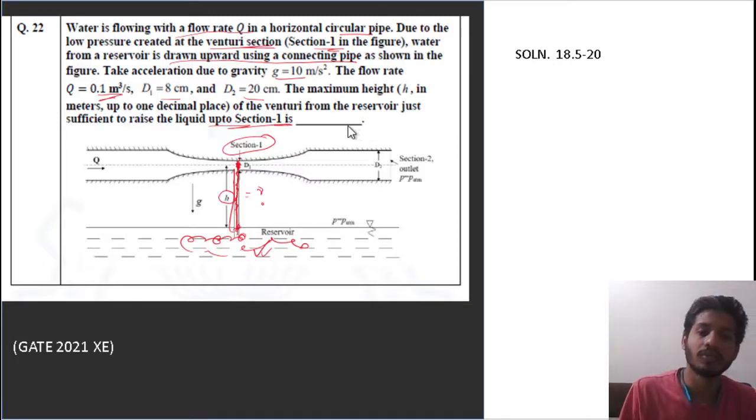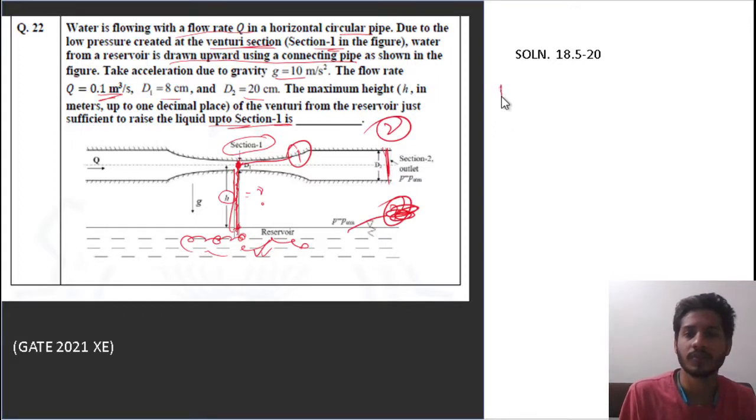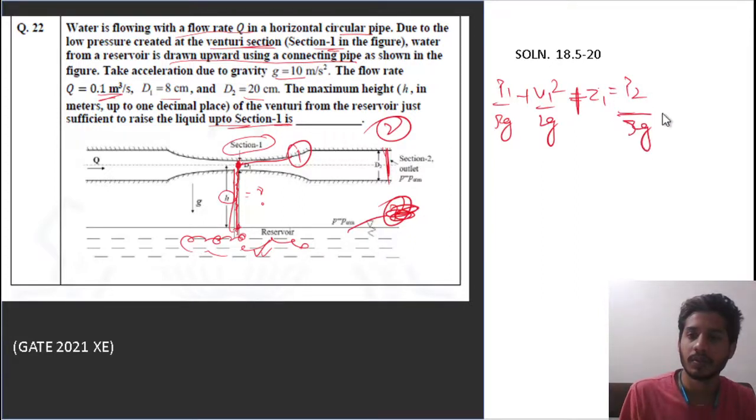How to solve such a question? Since we have discharge and D1, D2 as well, we can apply the Bernoulli equation at section 1 and section 2. So what was the Bernoulli equation? Again repeating the same thing: P1 upon rho g plus V1 square upon 2g plus Z1 is equal to P2 upon rho g plus V2 square upon 2g plus Z2.